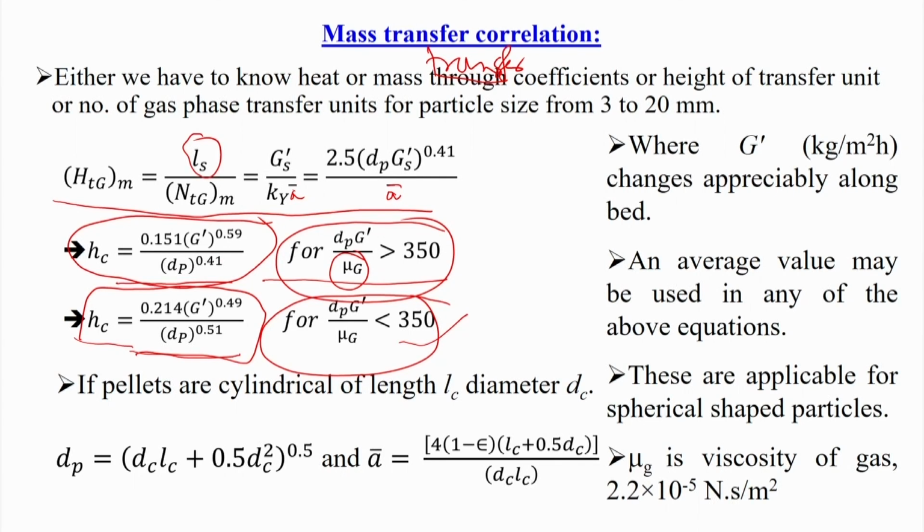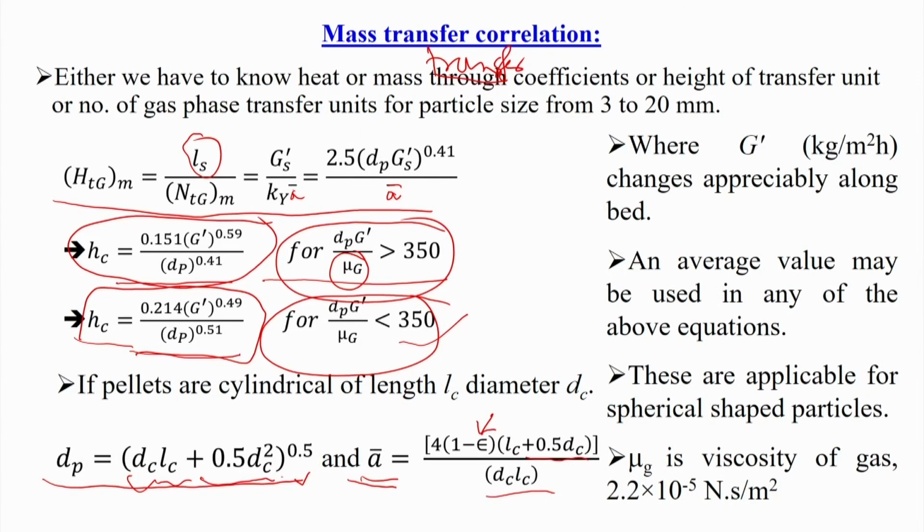Now, if the pellets are cylindrical in nature, with length Lc and diameter dc, then dp will be the diameter of the pellet, dc into Lc plus 0.5 into dc square, to the power 0.5, and A prime will be 4 into 1 minus epsilon, that is the porosity. This is mostly for highly porous materials, especially catalysts, into Lc plus 0.5 into dc, by dc into Lc.